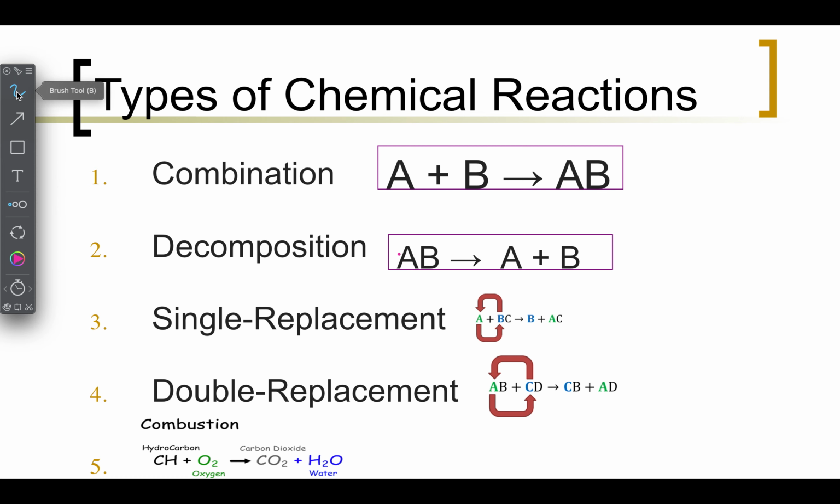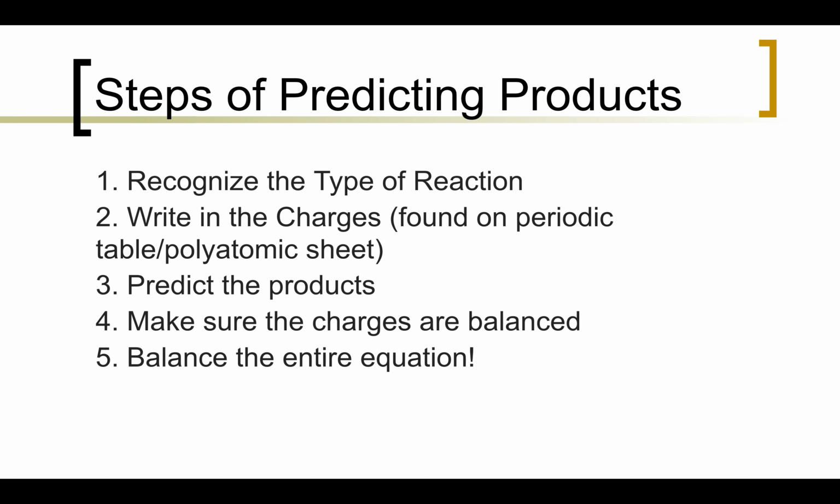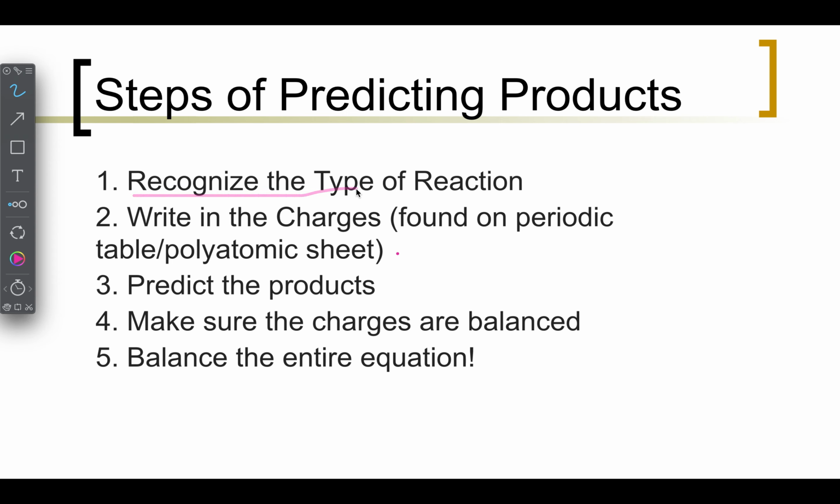So today we are going to learn how to predict products, right? So what happens if you don't know this side of the equation? And we need to do this because this is often what happens in chemistry. We know what we start with, we know the reactants, but we don't know what we might get, or we want to make sure that we're going to get the correct thing. Okay, and there are some steps to this, right? So the first step is to recognize the type of reaction, and this is actually really important. That's why we started with that lesson last time, right? So you need to be able to recognize the type of reaction before you can predict the products.